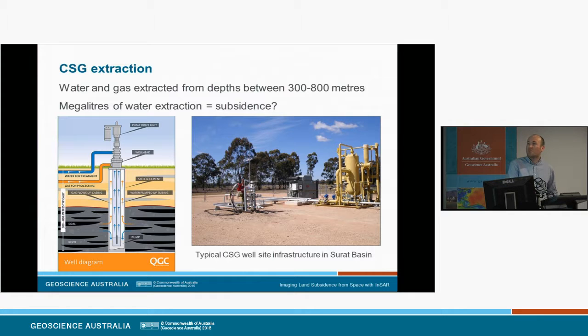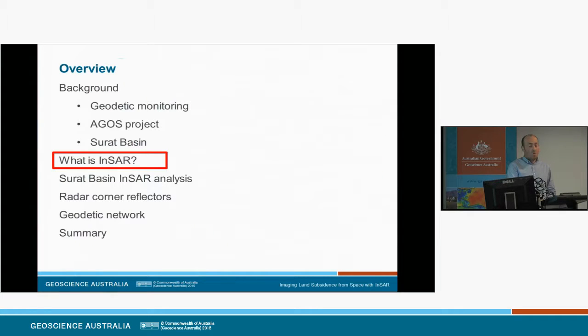In the Surat Basin, typically you need to draw out large quantities of groundwater, and this means that you're likely to see subsidence at the surface due to the amount of water we're extracting. And that subsidence and the patterns of the subsidence should be visible in geodetic techniques. So I'll talk now about one of those geodetic techniques that we're going to use to have a look at subsidence in this region. That's the InSAR method.